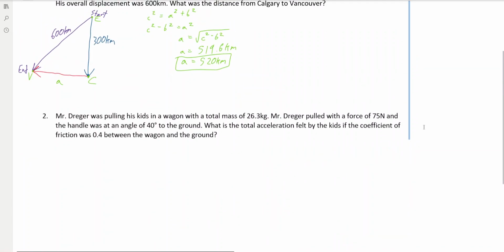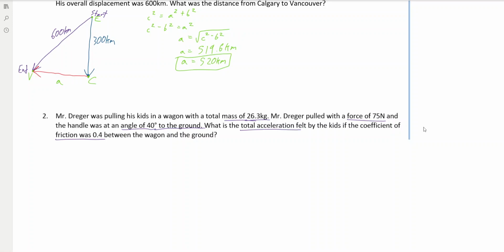Mr. Drager was pulling his kids in a wagon with a total mass of 26.3 kilograms. Mr. Drager pulled with a force of 75 newtons, and the handle was at an angle of 40 degrees to the ground. This is important. What is the total acceleration felt by the kids if the coefficient of friction was that between the wagon and the ground? I haven't tried this question out yet, so I don't know if the numbers are going to be reasonable, but let's see if they are. I always recommend pausing the video once you feel like you can try these questions out and seeing if you get the same answer that I do.